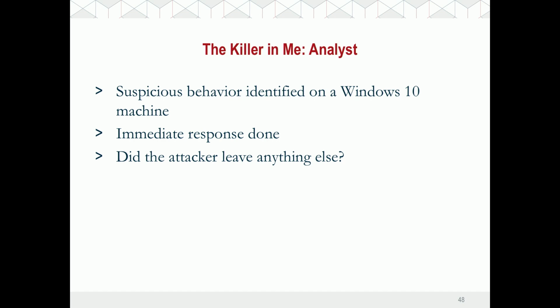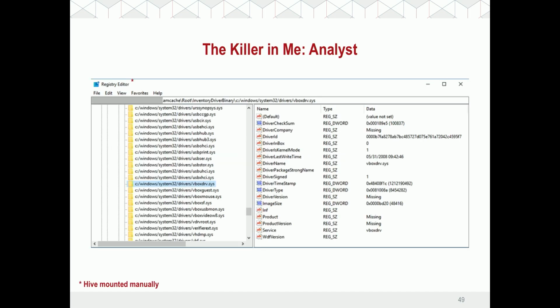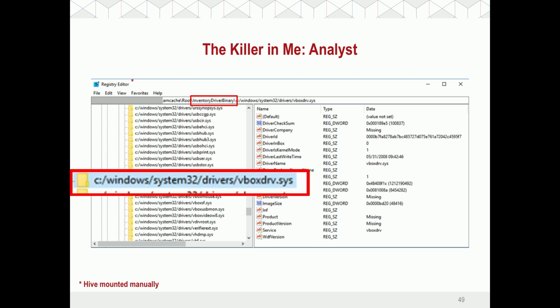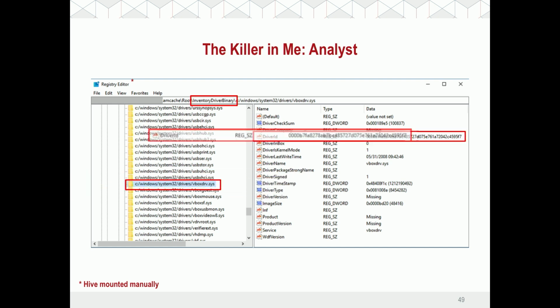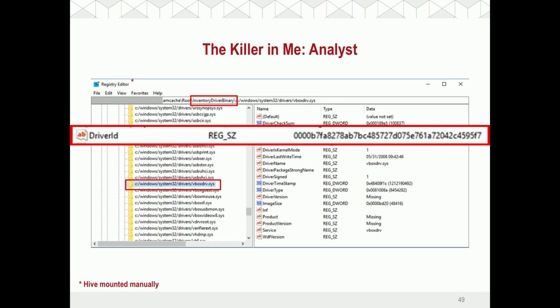So you're an analyst. You're being called on this incident. You have done the immediate response, and you want to know if the attacker left anything else. So it's a Windows 10 machine. Let's look at AmCache.hve. We have a new key that's called InventoryDriverBinary, and it's going to inventory our drivers. The key name is the full path of the driver, and then you have the driver ID, which is the SHA-1 of the driver, still preceded by 4 zeros. So by retrieving only this one file, you have the list of every driver installed on the system, along with the SHA-1 for those drivers. I mean, that's useful information.